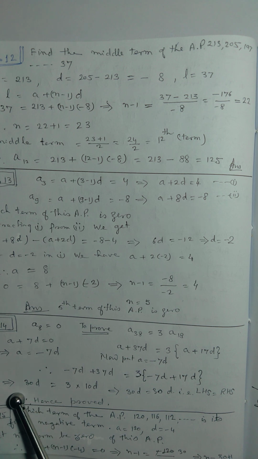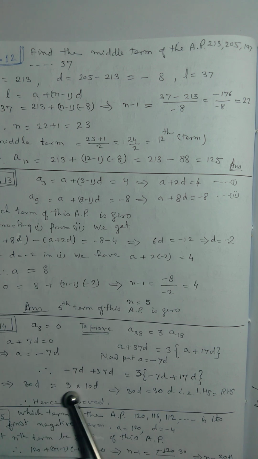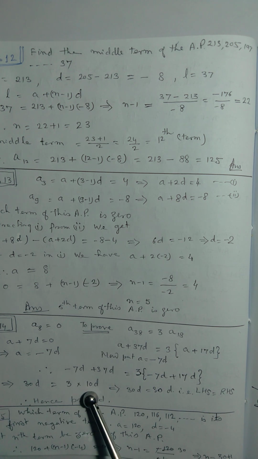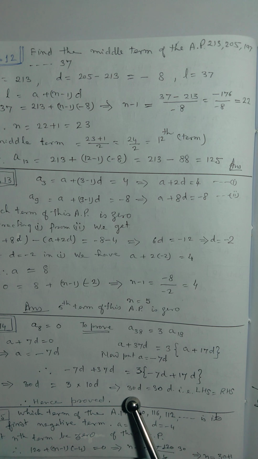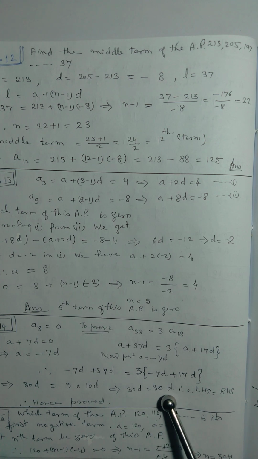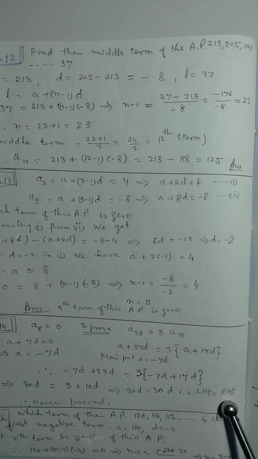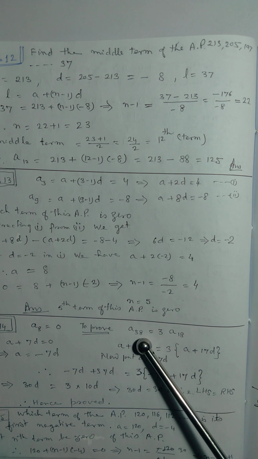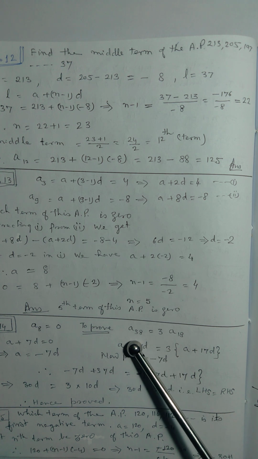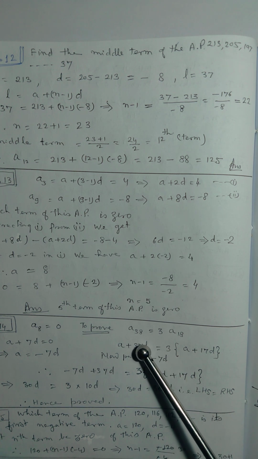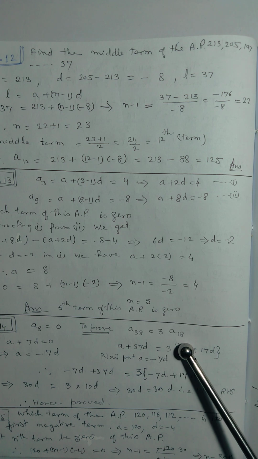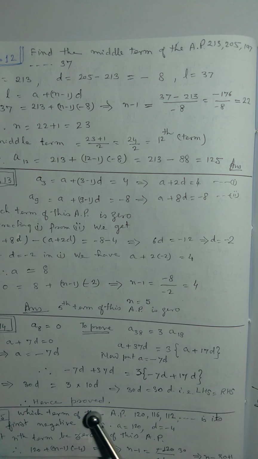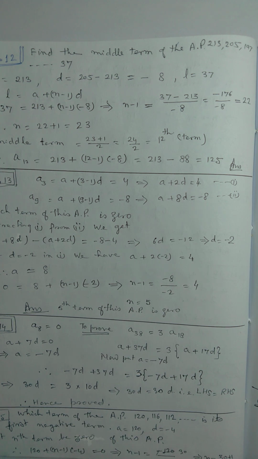Solve it further. You will get, you see, 37 minus 7, that is 30d, is equal to 3 into 10d. Means 30d is equal to 30d, left hand side is equal to right hand side. Hence it is proved that the given statement is correct. Means the 38th term is equal to thrice the 18th term. Hence it is proved. Now question number 15.